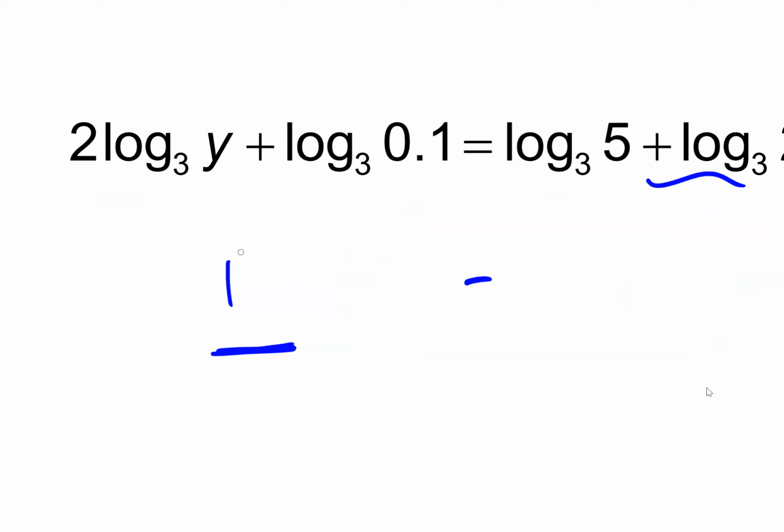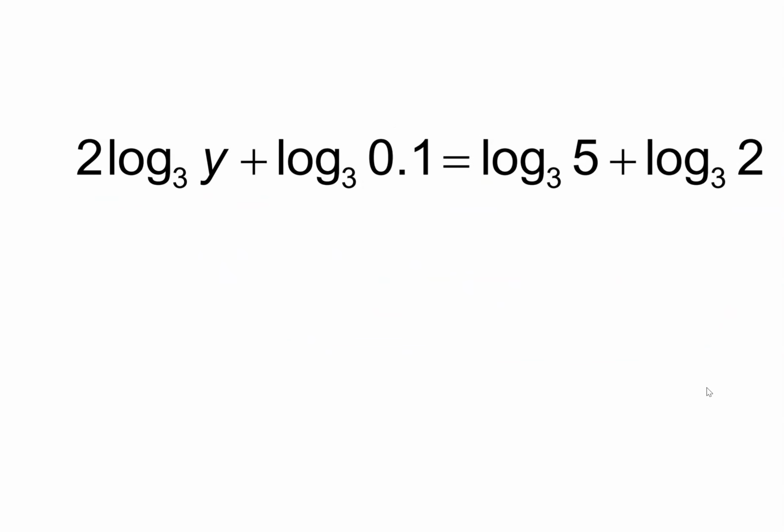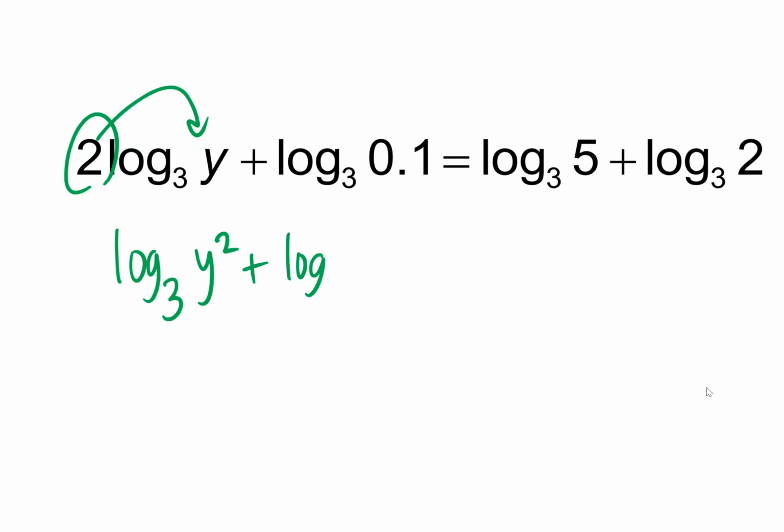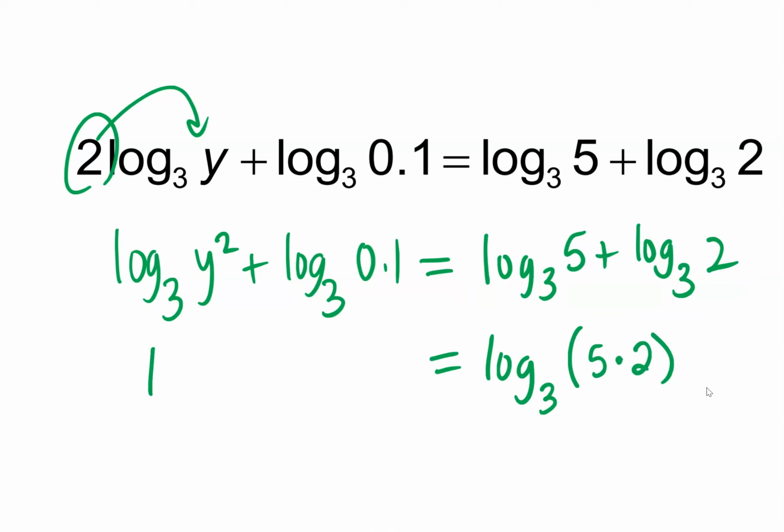Okay, so let's do the left side first. Any coefficients, let's bring up as an exponent. So I'm going to bring that 2 up. So I have log base 3 of y squared plus log base 3 of 0.1. This is going to be equal to log base 3 of 5 plus log base 3 of 2. Whenever you're adding two logs, it's the same thing as rewriting it with the insides multiplied. So this is just 5 times 2, and over here, this is just log base 3 of y squared times 0.1.